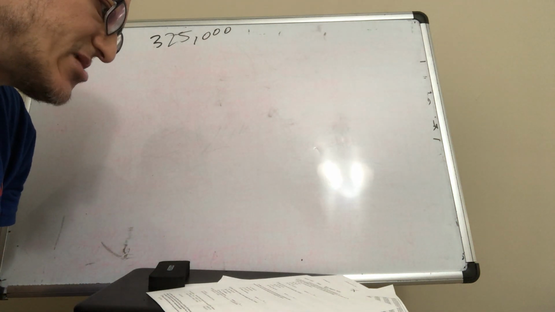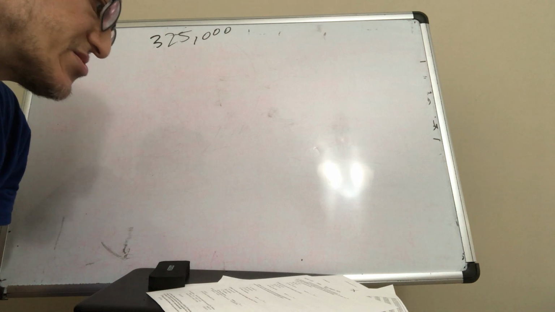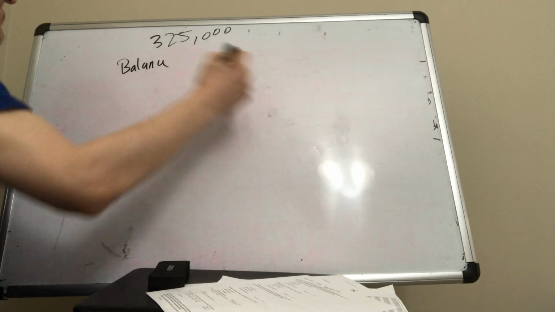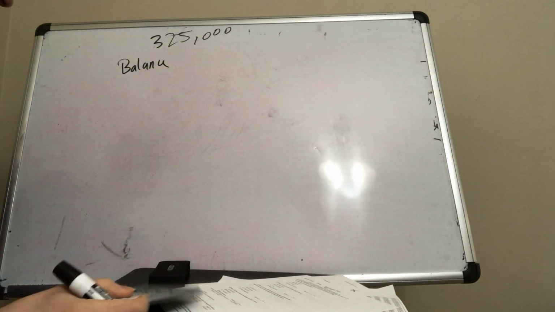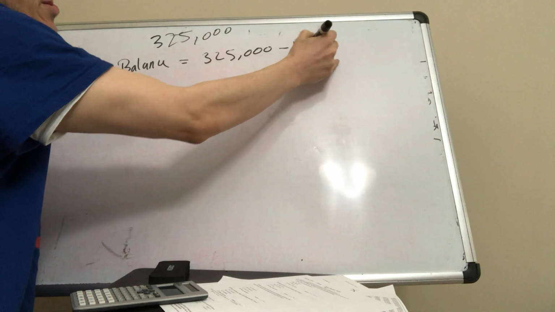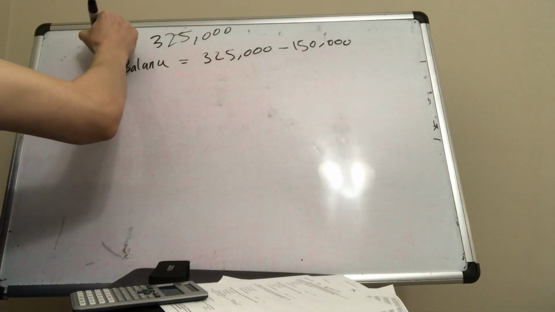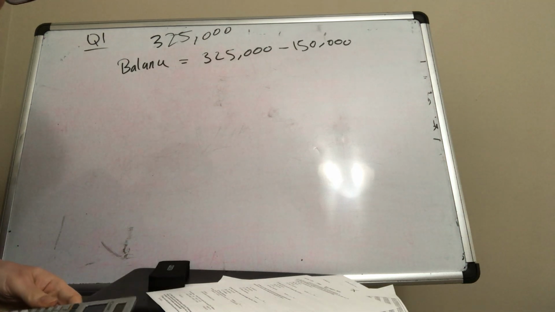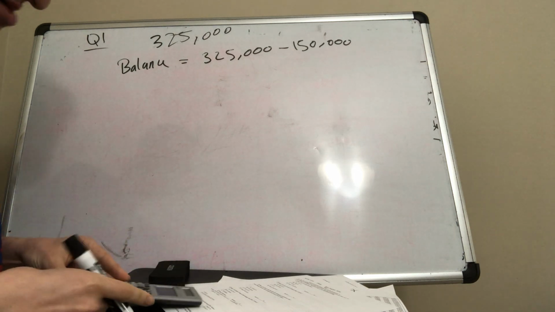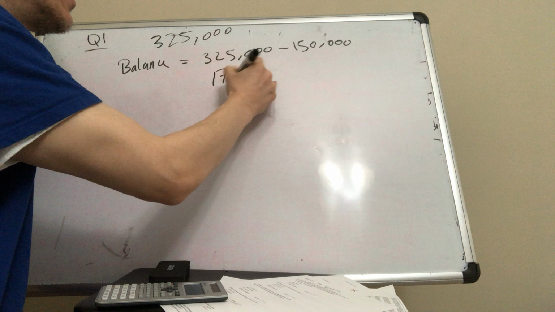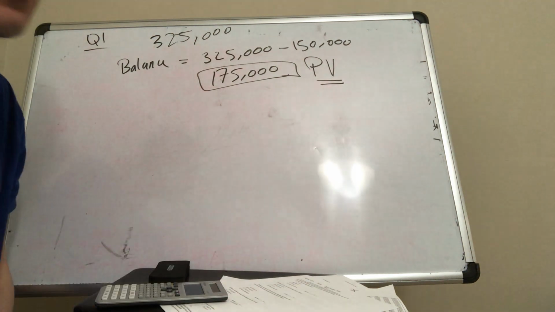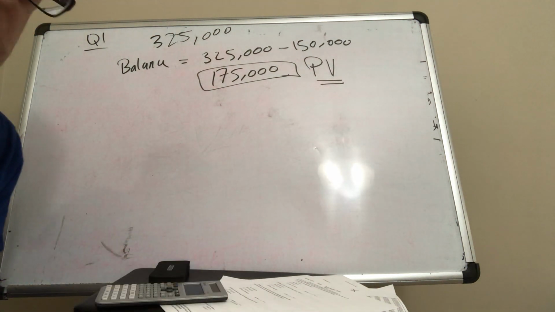You pay $150,000 down payment and take a mortgage of the balance. So the balance is 325,000 minus 150,000. So the loan amount is 175,000. And I said this earlier, the loan amount is, as always, the present value. You have the money available now, you only pay it back.